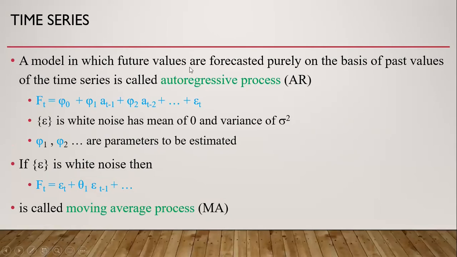A model in which future values are forecasted purely on the basis of past values of the time series is called an autoregressive process or AR process. So this is an autoregressive process where the future value depends on previous values, and these are the parameters which we need to estimate, and this is a white noise with mean zero and a particular variance. So if this is a set of white noise, then this future value, if it is dependent on noise with these parameters, is called a moving average process or MA process.